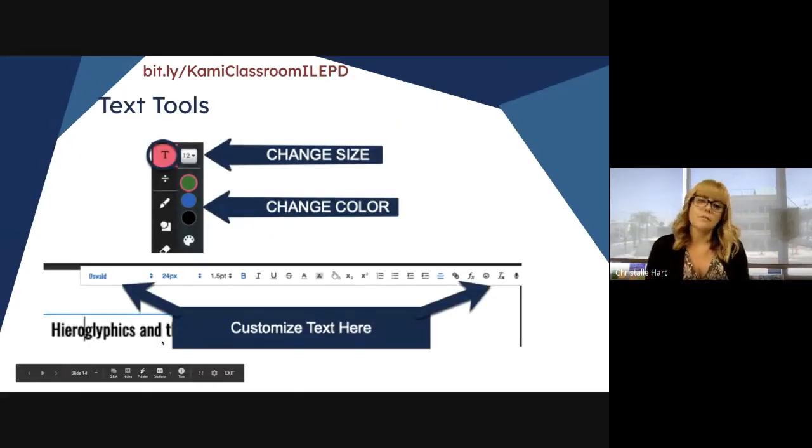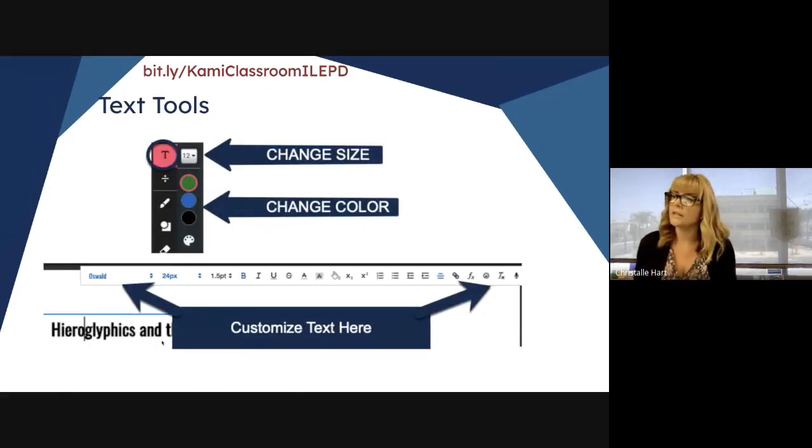Next, we have several different text tools. So you can click on the T when we open up Kami, and that will open up all the different text tools. You can change the size, so you can make it smaller or larger. You can also change the color just as you can with the other tools. Once you insert a text box into your PDF as a teacher or a student, it will open up this bar in Kami and you can change the font and further customize just like you would with a Google Doc or a Word doc.